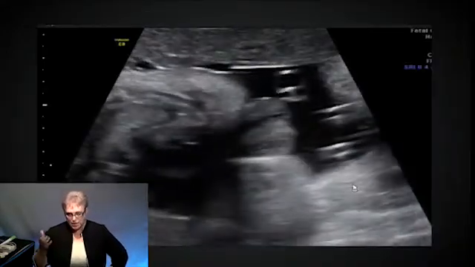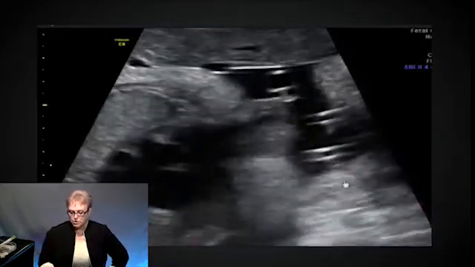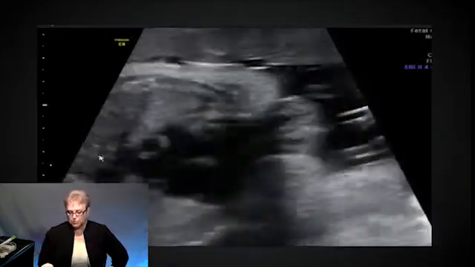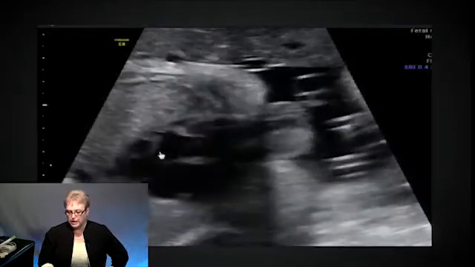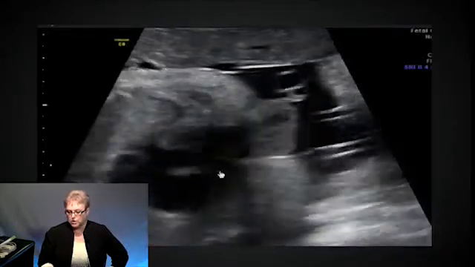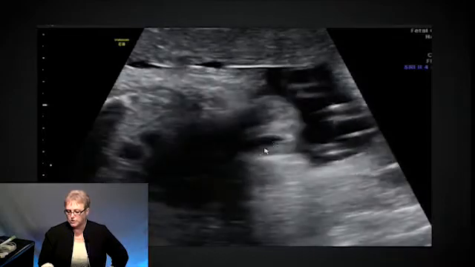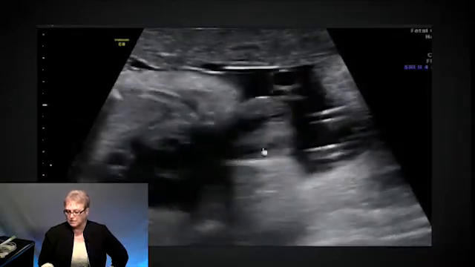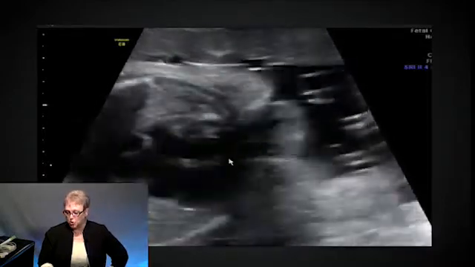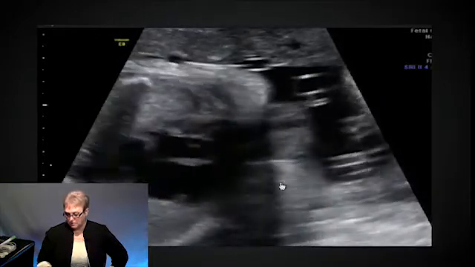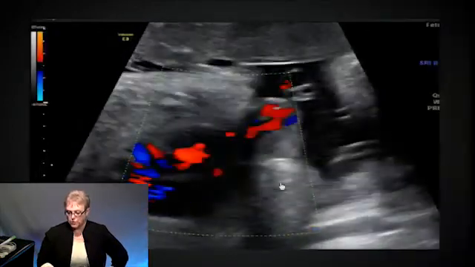Then magnifying up again. You want to optimize your image. You can see the baby's doing some practice breathing movement. Here are the atria. This is the crux of the heart. And look how those ventricles are squished through this defect, through this anterior chest wall. And then with color.